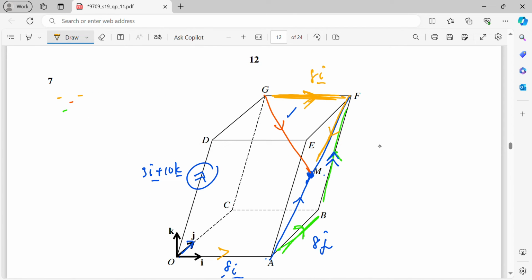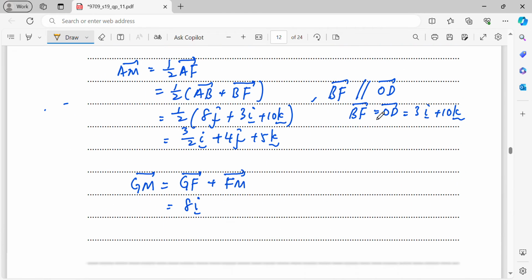FM is going down. Just now we have found the AM. Your AM is pointing upwards. But we know that M is in the middle. That means by right, the length should be the same for AM and also FM. But the FM is in the opposite direction as the AM. Therefore, I will say FM is negative AM. So here, I will just write FM is negative AM.